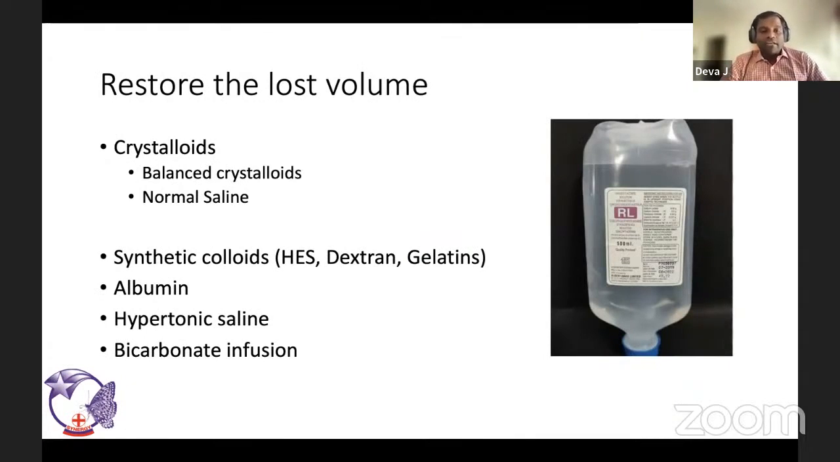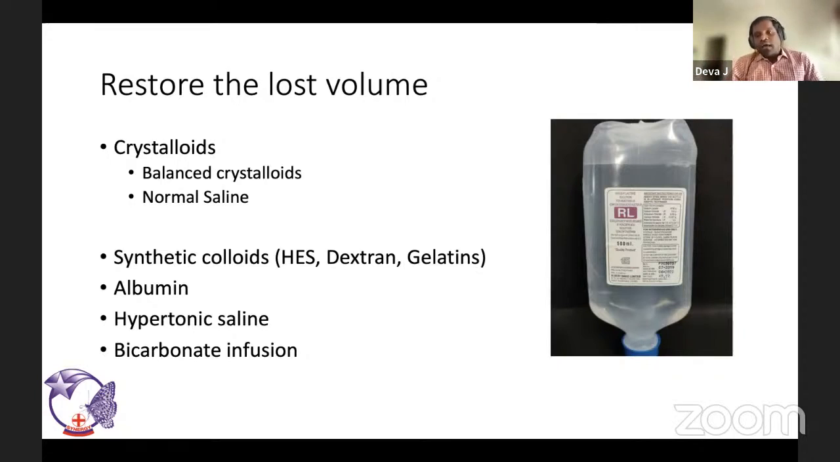So coming to the restoration of the lost volume, the theme is the same, like AB mentioned about all these studies already, and many of them hold good in trauma as well. Restoring the volume, your first choice is going to be crystalloids, and the choice among crystalloids is balanced crystalloids to start with, your Ringer's lactate.